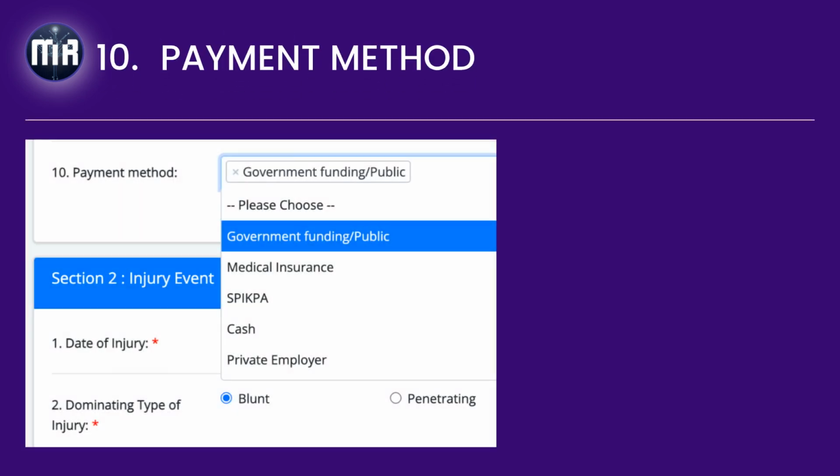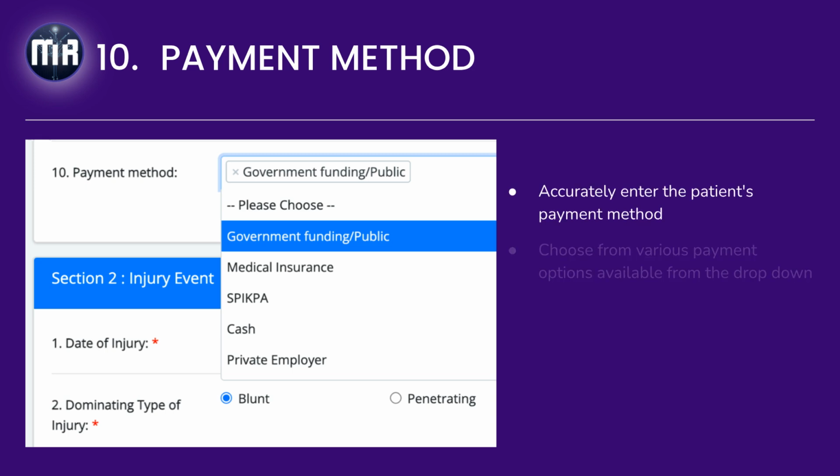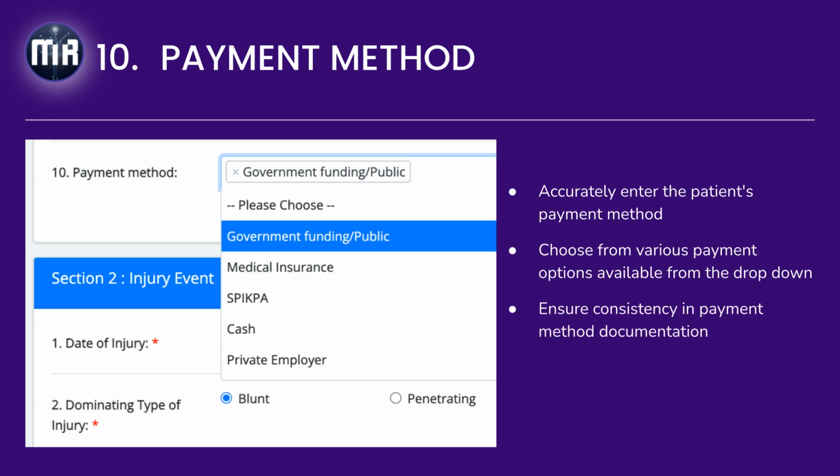Now for the final field in section 1, which is field number 10, payment method. For this field, you will accurately enter the patient's payment method. You will choose from various payment options available from the drop-down menu. And, as with all fields, ensure consistency in payment method documentation for each patient record.